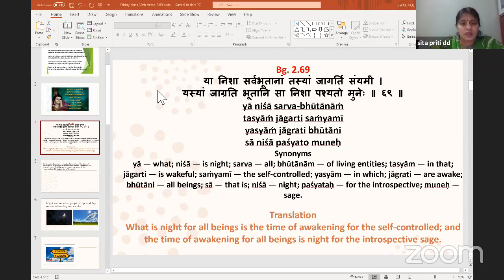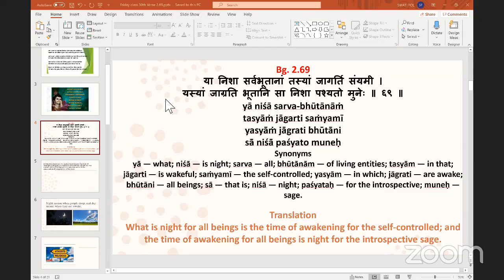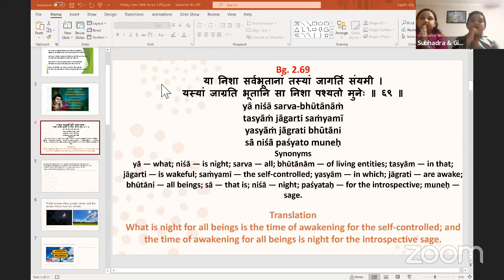Okay, Karthik, did you get a turn? Okay, there is someone called Dhruba. Mataji, we didn't recite the sloka. So Subhadra, Giridhari, and Krishna Naina, can you say this verse together? Yes, Mataji. Yanisha sarva bhutanam tasya jagrati samyami, jagrati bhutani sanisha pashyato mune.